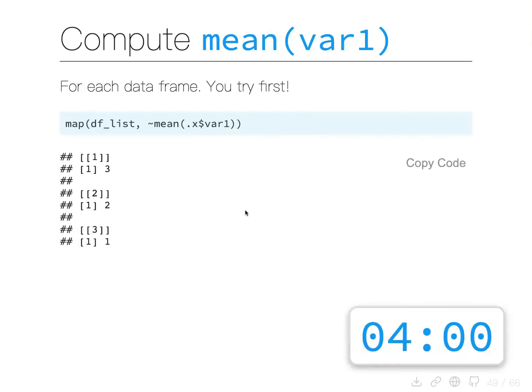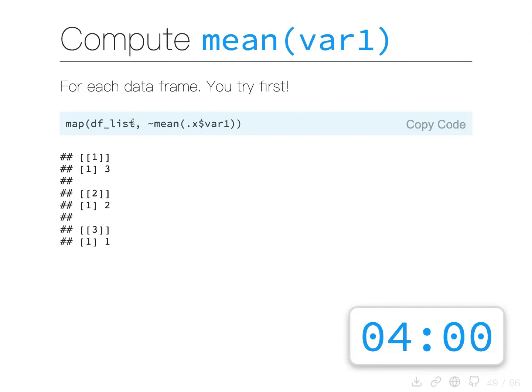Okay. So this is the way that I did it to start. Basically, we have our df list, and then I'm using my tilde to mean each data frame, right? Function.x, and then I use .x to actually mean each data frame. So I'm calling the mean of .x$var1.